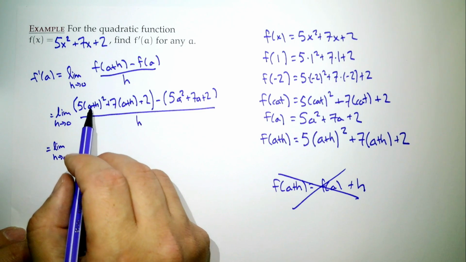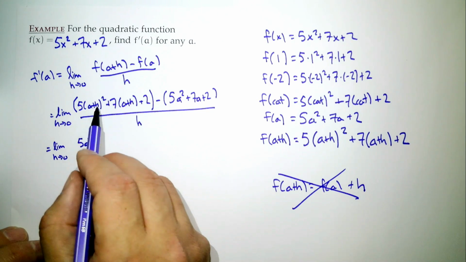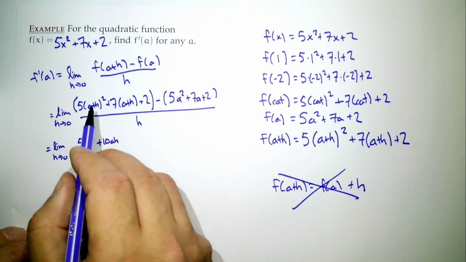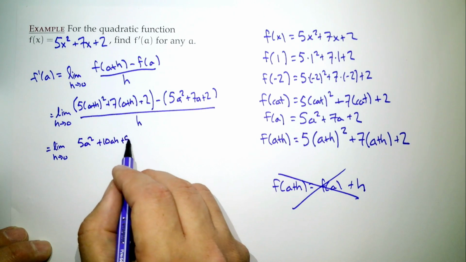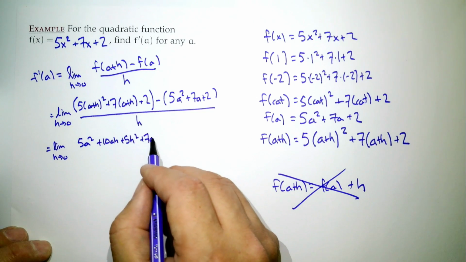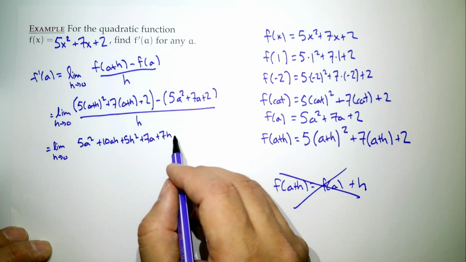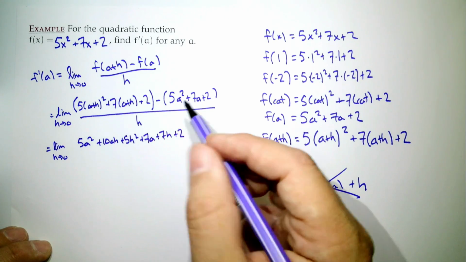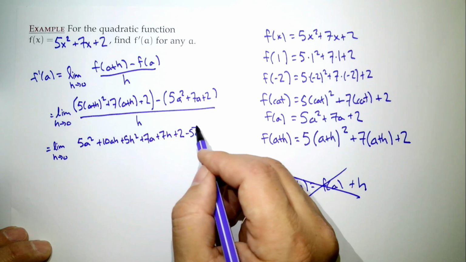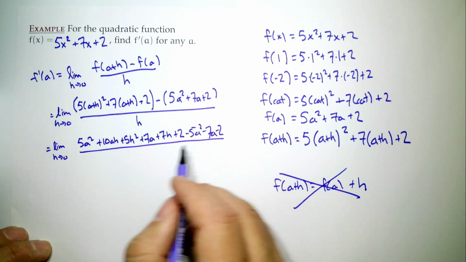So a plus h squared would be a squared plus 2 times a times h plus h squared, and with the 5, that gives 5a squared, 10 times a times h, and 5h squared. That's the first term. Next term, 7a plus 7h. Make sure you get that 7 distributing through. Then you have a plus 2. Then over here, the minus distributes through: minus 5a squared, minus 7a, minus 2, all over h.